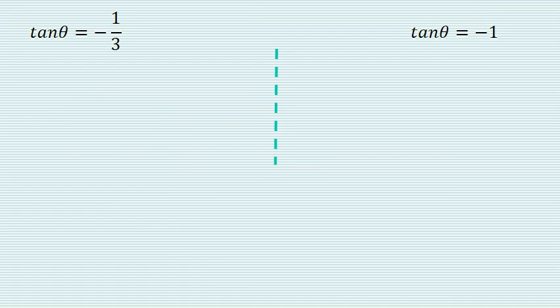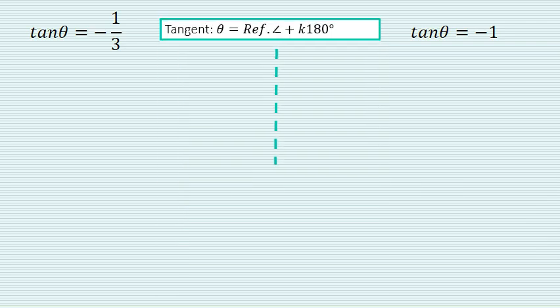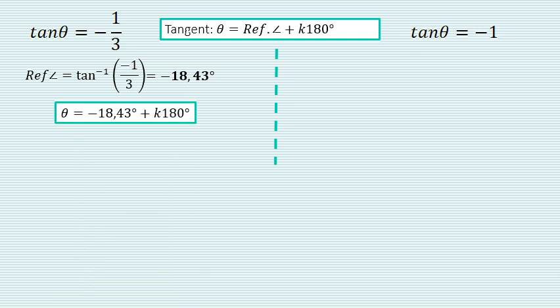To find your reference angle, you use arctan on your calculator, so you just press shift. So you shift tan -1/3 and you get -18,43 degrees. Now the general formula for the general solution of tangent graphs is up at the top. So our general solution for this one is just theta is -18,43 plus K180. Other side, reference angle equals arctan, so we press shift tan of -1.